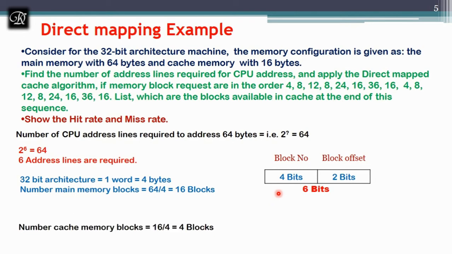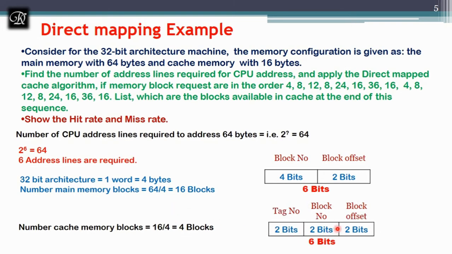Next, with respect to cache, we have 16 bytes as the cache size. So if I divide by the one word size, I am going to get 4 blocks in my cache. Again, the given address we are going to divide. The 2 bits for the offset are constant, as in the main memory, and to get the 4 blocks, 2 bits more is enough for me. And for hit and miss, I need the remaining 2 bits, which are used as tag bits. This is with respect to cache in the direct mapping example.